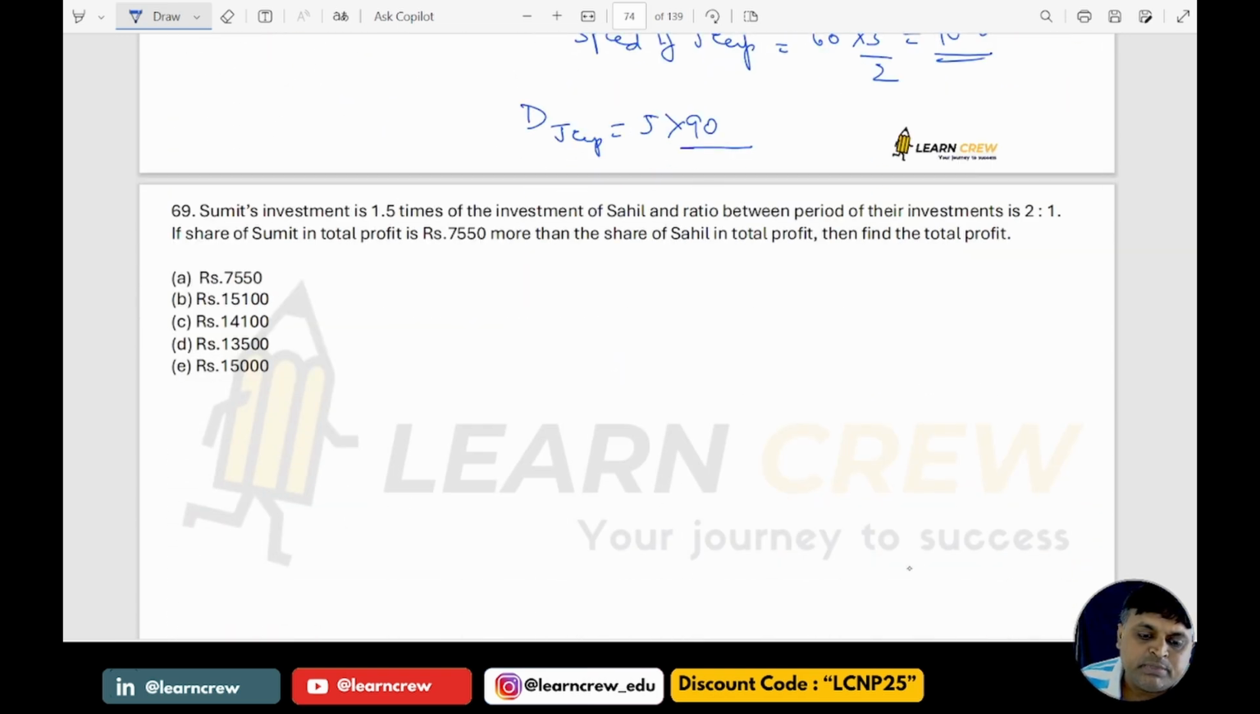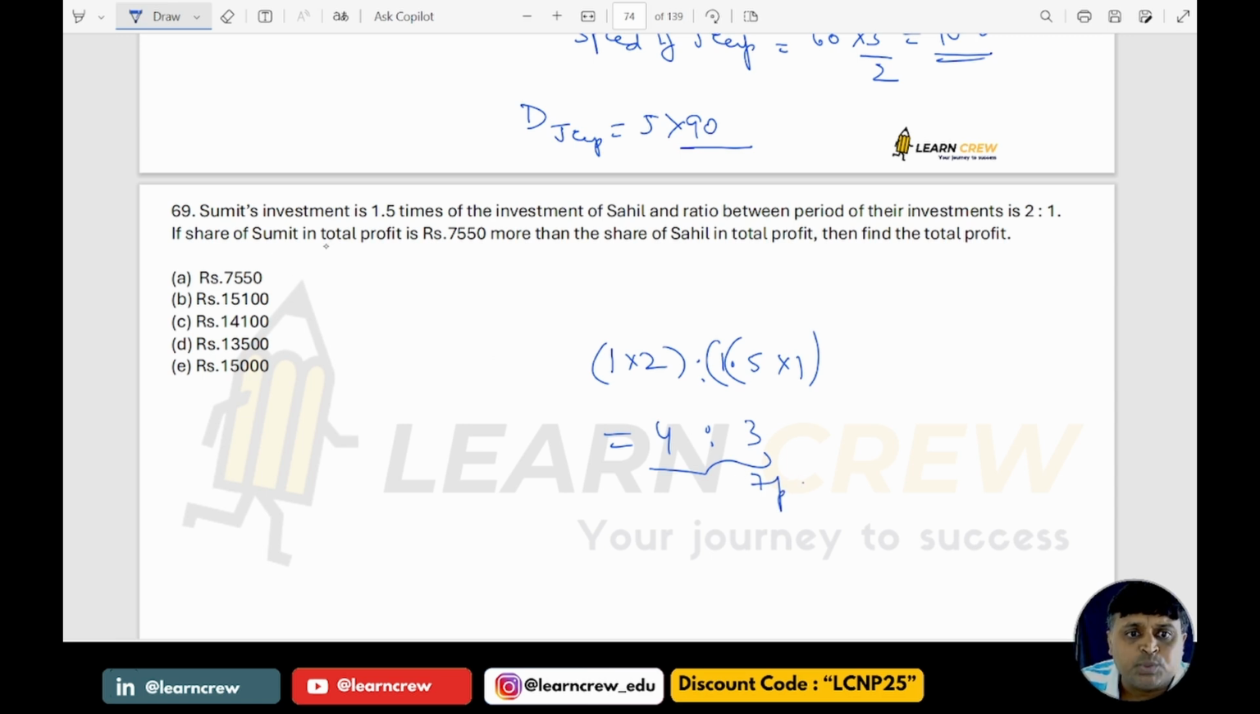Now next. Sumit's investment is 1.5 times the investment of Sahil, and the ratio of the periods of their investment is 2:1. So if Sahil's investment is 1, Sumit's investment is 1.5. Right? And the ratio between their time periods of investment is 2:1. So the total profit is in the ratio 2:1.5. So total 7 parts.